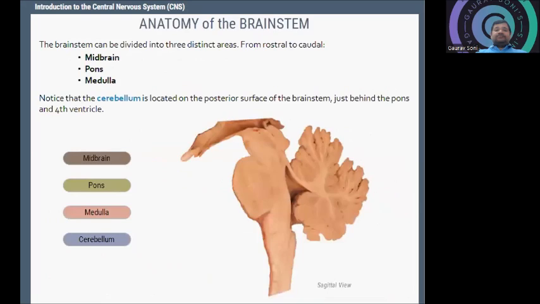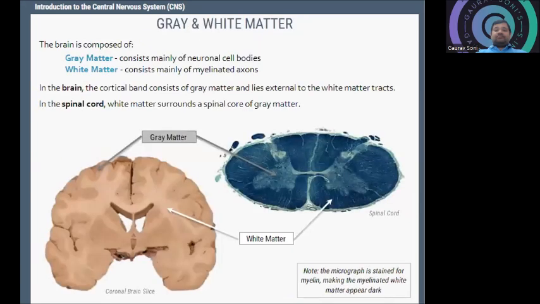Next, we can see the gray and white matter. Gray matter mostly consists of neuronal cell bodies, and white matter mostly consists of myelinated axons. You might have already studied this part. In the brain, the cortical band consists of gray matter and lies external to the white matter. In the spinal cord, white matter surrounds the central core of gray matter. So there is some difference which we have to understand. Where exactly are the gray matter and white matter?